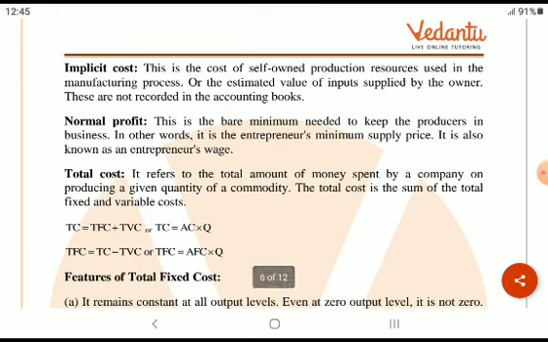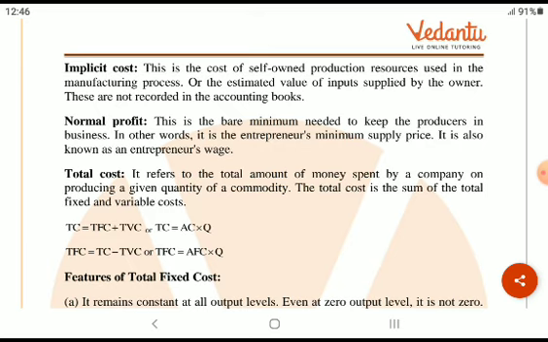Implicit cost is also important. These are the important definitions. 1 or 2 marks they may ask. Implicit cost: this is the cost of self-owned production resources used in the manufacturing process, or the estimated value of input supplied by the owner. These are not recorded in the accounting books.